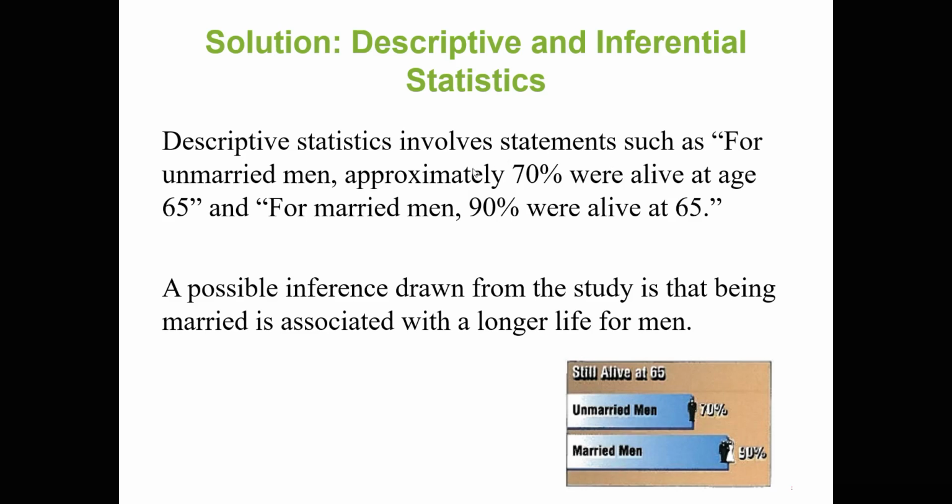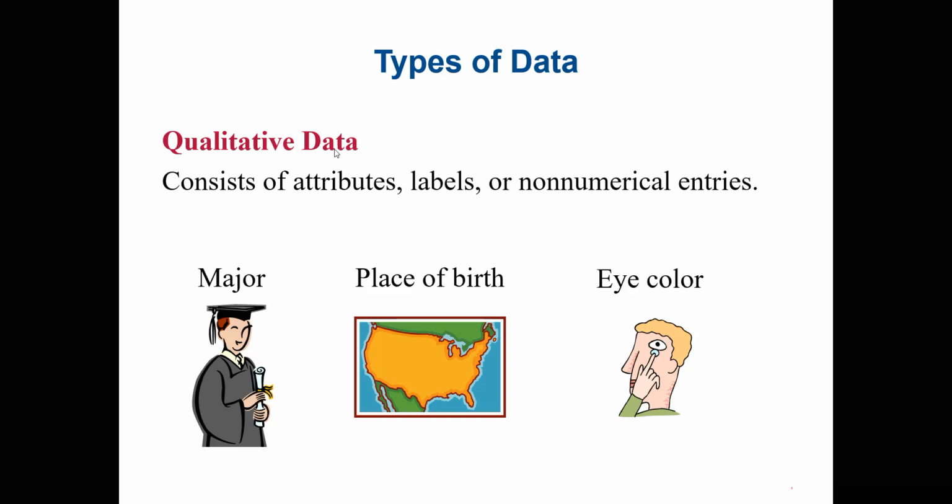Now, on the basis of the things you've computed for your sample, you can now infer something about the population. Here we are saying a possible inference drawn from the study is that being married is associated with a longer life for men. So you are saying, based on a sample, we can now generalize for the whole population by making such a general statement. However, we started by taking a look at descriptive statistics.